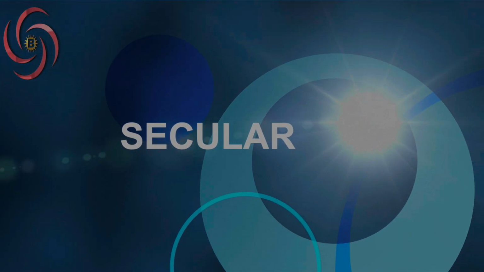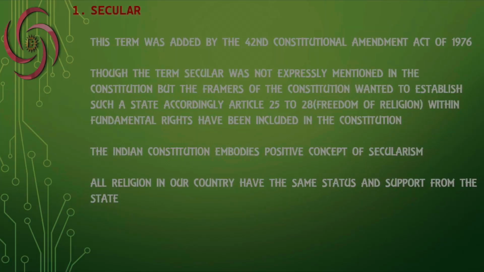The third word is secular. Even this word was not included in the original constitution. It was added in 1976 by the 42nd Amendment Act during the period of Prime Minister Indira Gandhi. So the word secular was not expressly mentioned in the constitution, but it is there in our fundamental rights, articles 25 to 28, right to freedom of religion.